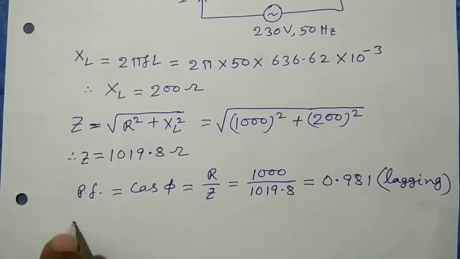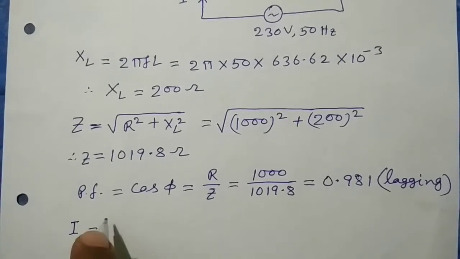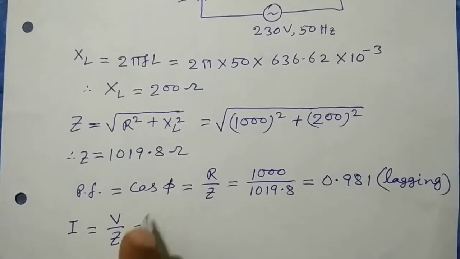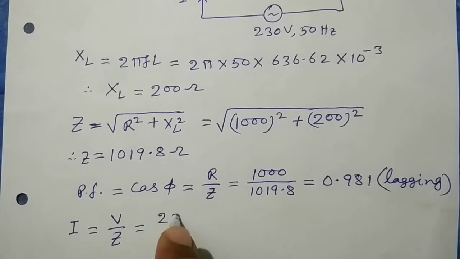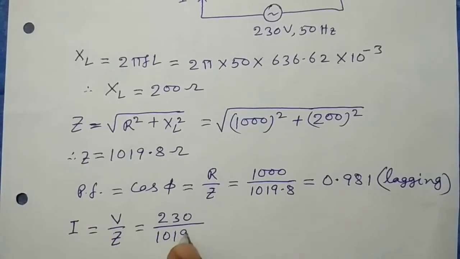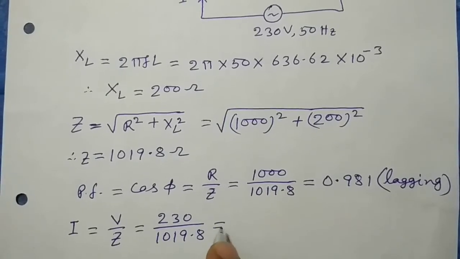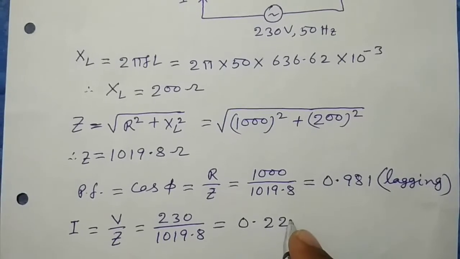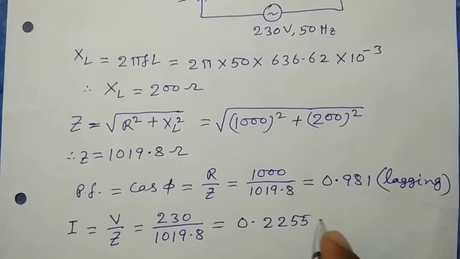The current can be calculated by V upon Z, where V is the supply voltage 230, Z is the impedance 1019.8. So after simplification, we'll get the current as 0.2255 ampere.